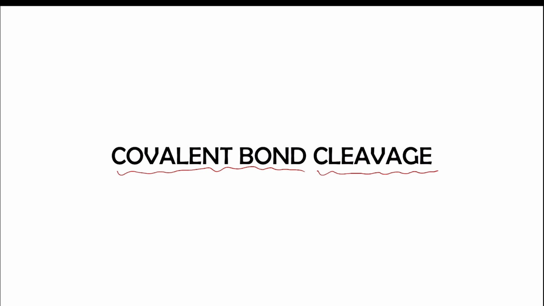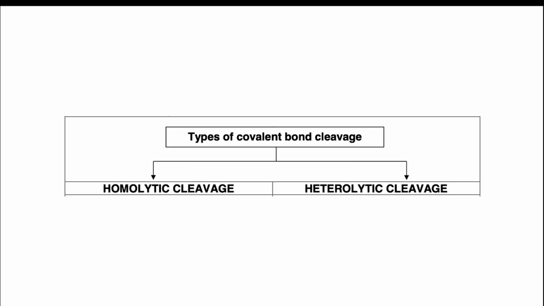So, covalent bond, I believe all of you know about covalent bond. It is a sharing of electron, and then they will form a bond. So, we call it covalent bond. And then cleavage is, in Malay, we call it pemutusan. So, you can get the idea. Okay, we are going to talk about how this covalent bond break. So, there are two types of covalent bond cleavage. We have the first one, homolytic cleavage, and the second one, heterolytic cleavage.